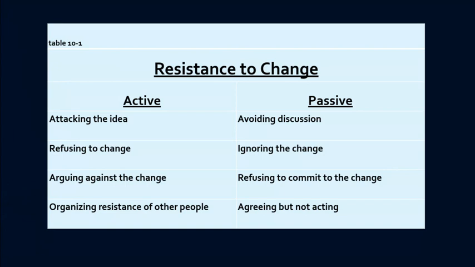In this figure or table, it shows resistance to change, whether it's active or passive resistance. Active resistance would be a person attacking the idea, refusing to change, arguing against the change, organizing resistance of other people. And passive resistance is where they're avoiding the discussion, ignoring the change, refusing to commit to the change, and agreeing but not acting.